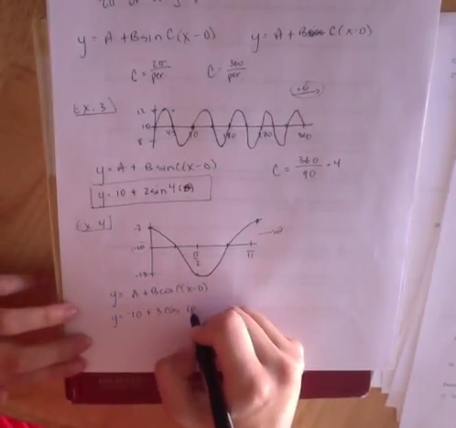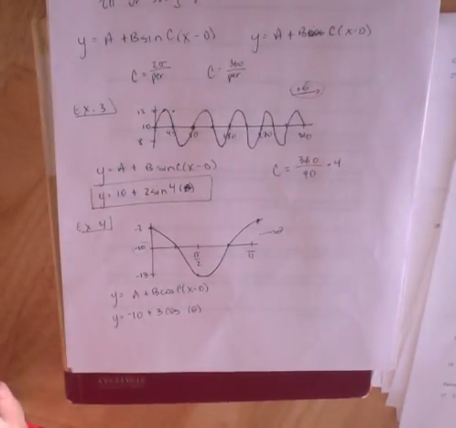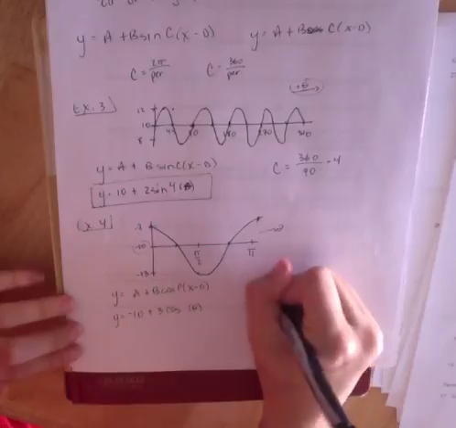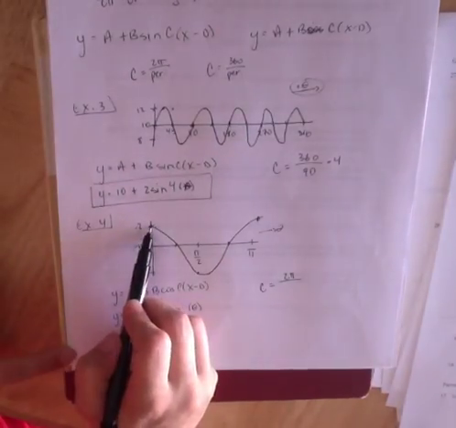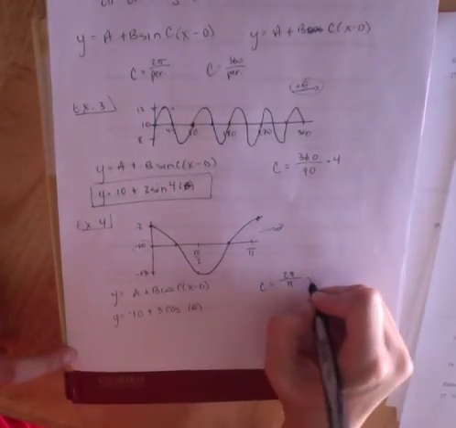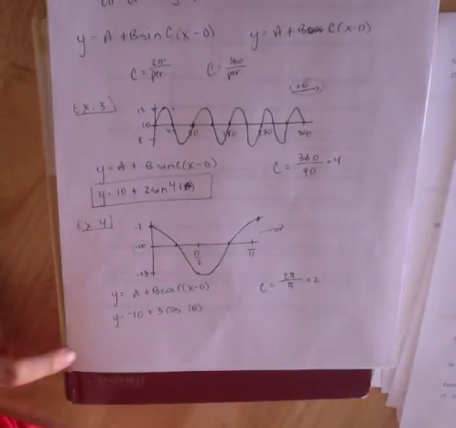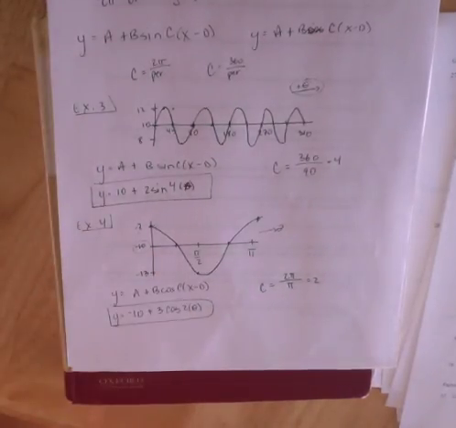Cosine of theta, I have no horizontal shift. Now I need to look at my period. So c, my regular period would be 2 pi. Now in this graph, going from this top point to this top point is pi, which gives me that c is 2. So I will have a 2 here. And that is the equation of my graph.